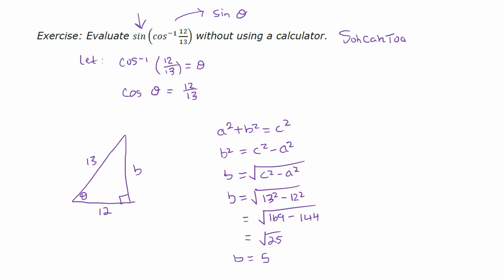Because although our square root gets us both -5 and 5, we cannot have the length of a triangle be equal to a negative value. So we know b equals 5. So the sine of the inverse cosine of 12 over 13 equals the sine of theta, and the sine of theta is opposite over hypotenuse, which is 5 over 13. Ooh, that was fun. I had chills.